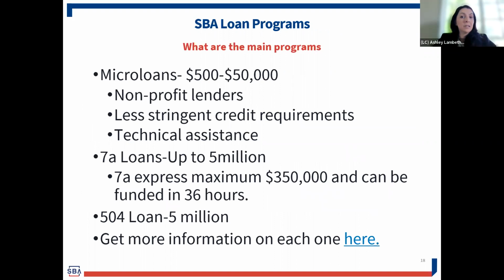So let's talk a little bit about the type of loans that SBA does have. We do have microloans. These are loans that are administered by nonprofit lenders, and these are anywhere from $500 to $50,000. The average right now is about $14,000 that people pull out. They have less stringent credit requirements, and they also do have some technical assistance. They can help you with some business advising. They can help you with the application. So these can be really great.